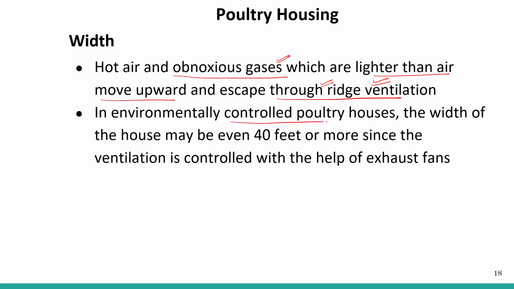In environmentally controlled poultry houses, the width of the house may be even 40 feet or more, since the ventilation is controlled with the help of exhaust fans. So in this case we can keep more than 40 feet, because there is a proper ventilation system that is controlled environmentally.